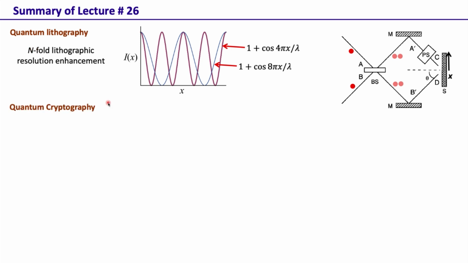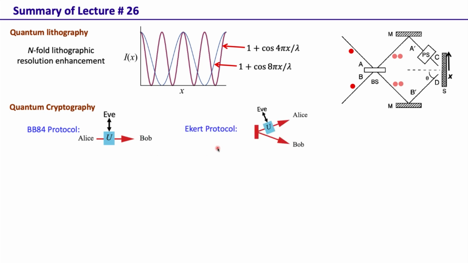The other application we looked at was quantum cryptography. In quantum cryptography, we looked at two separate protocols. One is the BB84 protocol, the other one is called the Ekert protocol. BB84 protocol only requires single photon, single qubit states in polarization, while Ekert protocol requires two photons entangled in the polarization degree of freedom. Both these protocols are very similar. The Ekert protocol has some advantages, but we did not go through those. We presented both these protocols on pretty much the same footing.